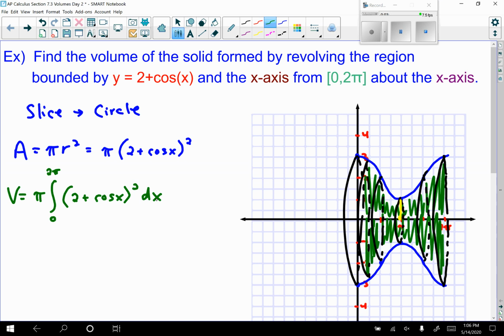dx. Or you could go from 0 to pi and just double it. But at 0 to 2 pi, we're still working with 0. It's not much more work that way. Or we can just go from 0 to pi of 2 plus cosine x squared dx.